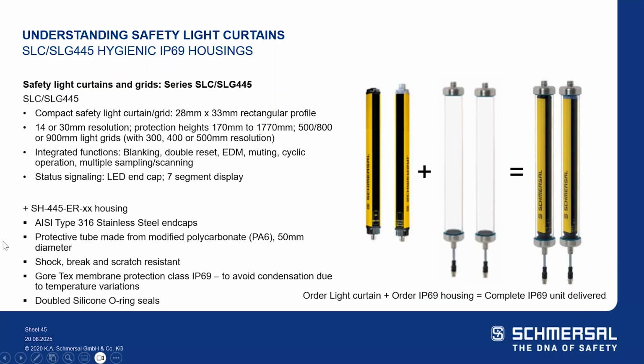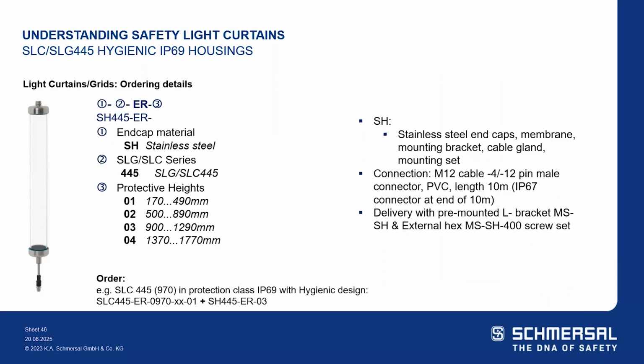So in similar fashion, you're going to order your light curtain, you're going to order your housing, and then it will be assembled. Both part numbers are labeled on the light curtain and the grid for replacement ease. The sensors must be installed vertically with a connecting cable pointing downward. So they're pre-wired with 10 meters of cable with a connector at the other end to wire into your electrical panel on all of our IP69 housings.